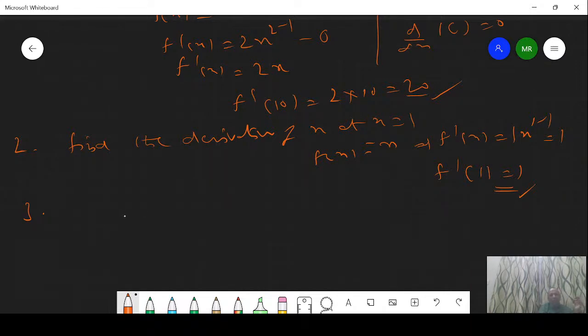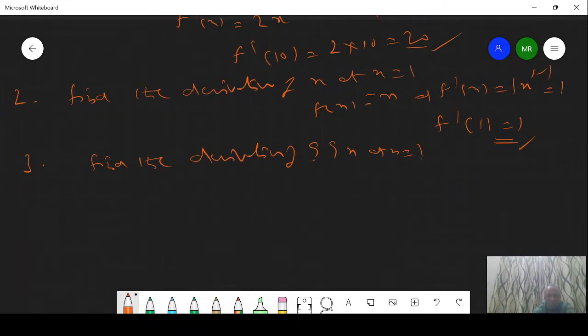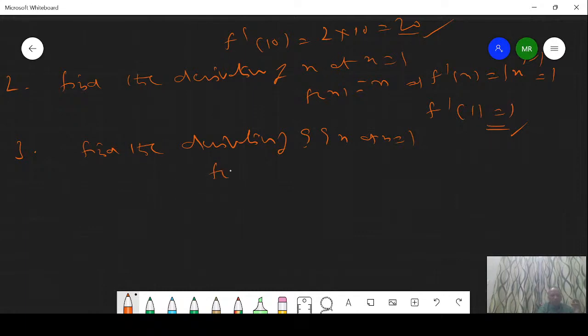The third one I am saying, find the derivative of 99x at x equal to 1. They are asking for the derivative of 99x. Now take f of x is equal to 99x. Right? You take f of x equal to 99x. Then you find f dash of x.